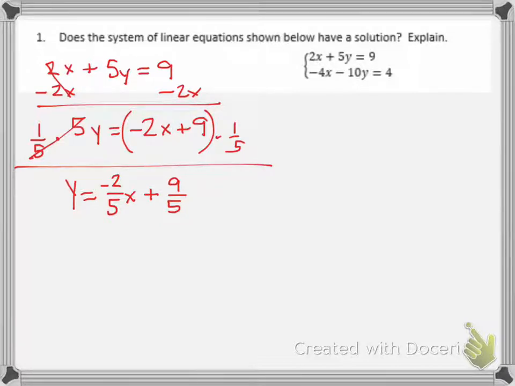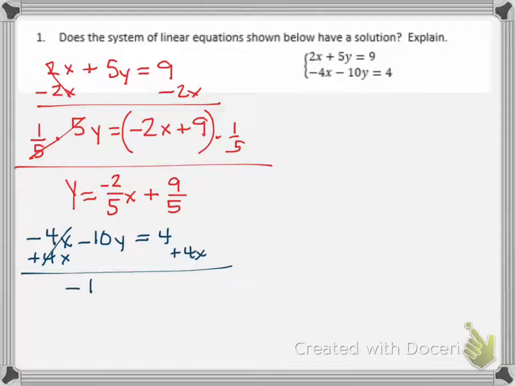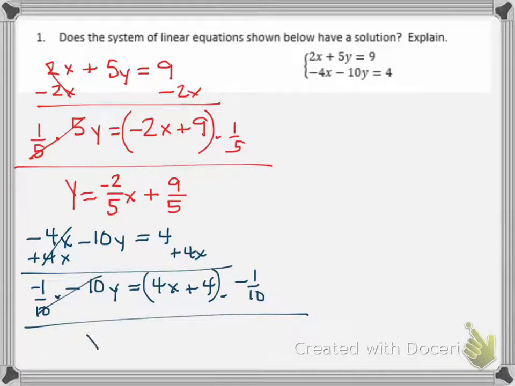We have negative 4x minus 10y equals 4. We're going to add 4x to both sides. That gives us negative 10y equals 4x plus 4. And then we're going to multiply by the negative reciprocal, so negative 1/10 multiplied by negative 1/10. And the 10's cancel. We get y equals negative 1/10 times 4 is a negative 4/10, which would be a negative 2/5 x if I simplify. And then a negative 1/10 times 4 is a negative 4/10, which would be a negative 2/5.